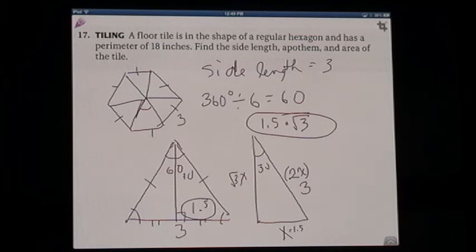Whoops. I said that because my calculator went off. Times the square root of 3 is 2.598, which rounds to 2.6 because the 8 rounds up the 9, and the 9, when it rounds up, turns the 5 into a 6. So we get 2.6 over here.